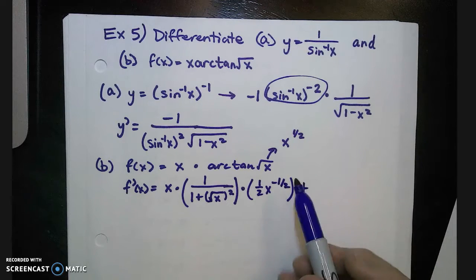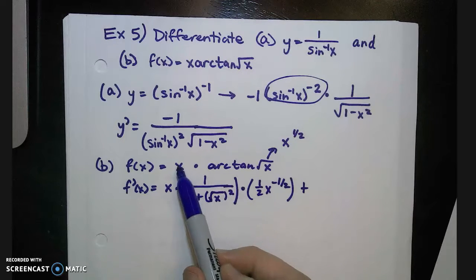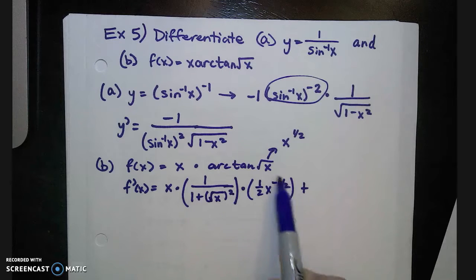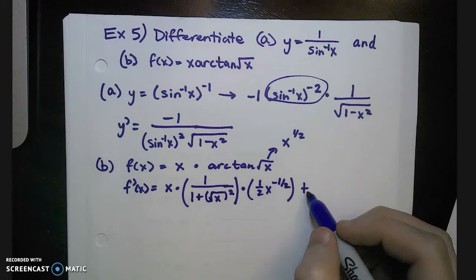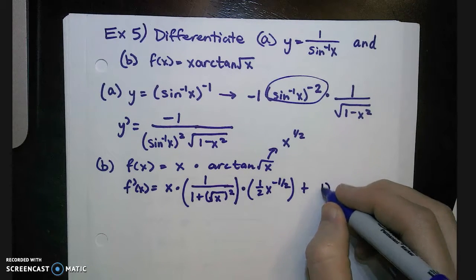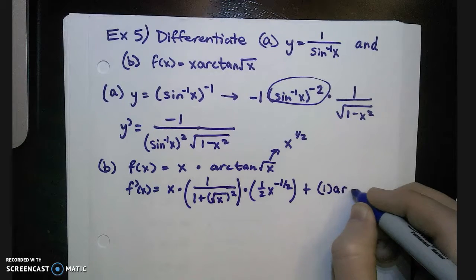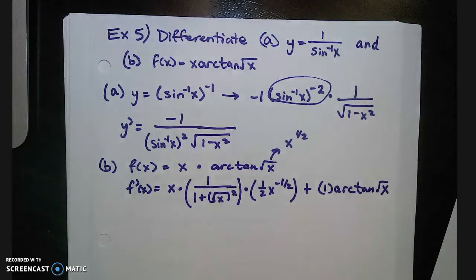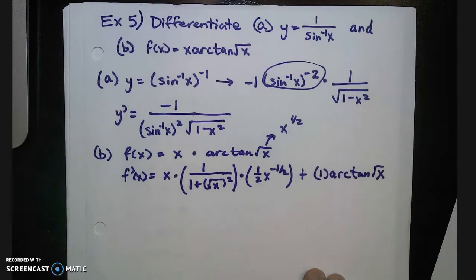So remember, we're doing product rule. So I left the first and did derivative of the second. These two things are derivative of the arctan radical x. Plus derivative of the first, derivative of x is 1, and then leave the second alone. And then we just want to simplify this.